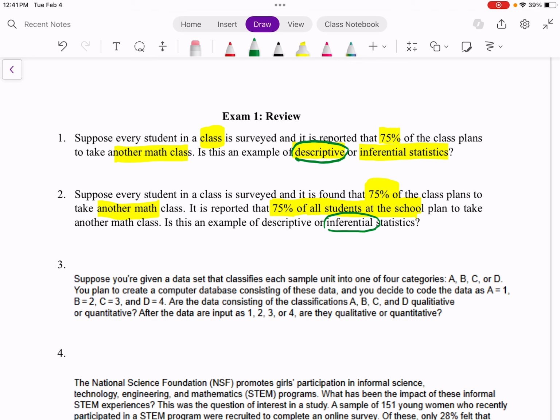Okay, the very easiest way is this: if the sample has been used to generalize to the population or to make an estimation of the population, then that is inferential. If there is no generalization, estimation, or decision, then that is descriptive. Descriptive tells about the data. It does not tell anything about the population. In inferential, the sample is always used to make a generalization about the population.